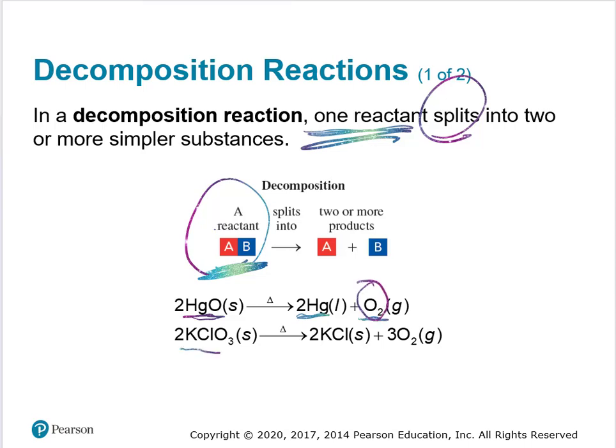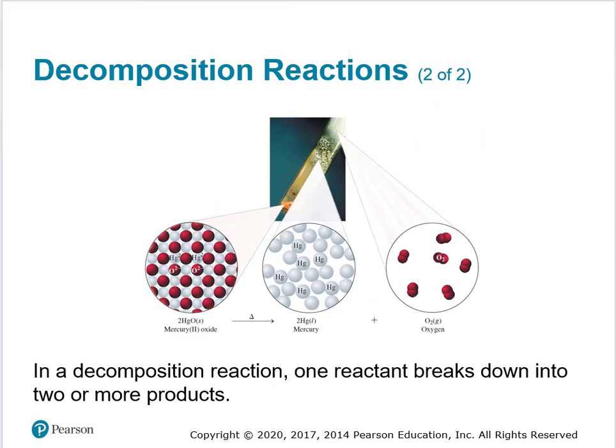Here I have potassium chlorate breaking down into potassium chloride and oxygen. It's okay that this is a compound. We are taking one reactant and breaking it down into simpler substances. Here's a picture at the molecular level showing us the mercury 2 oxide breaking down into mercury and oxygen.